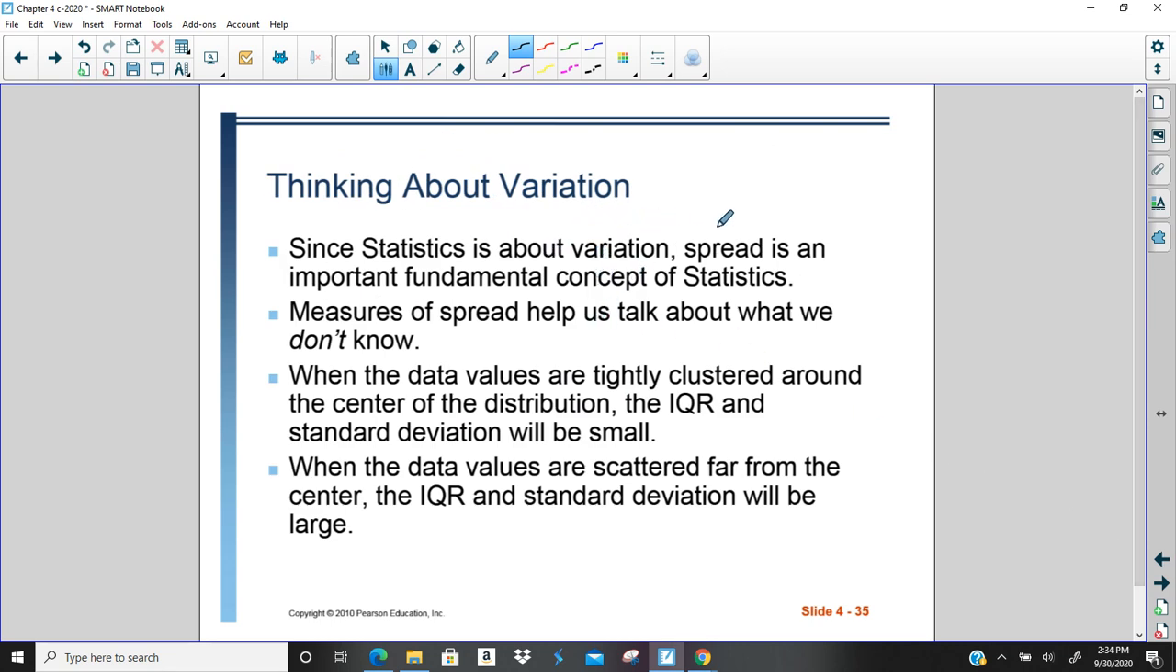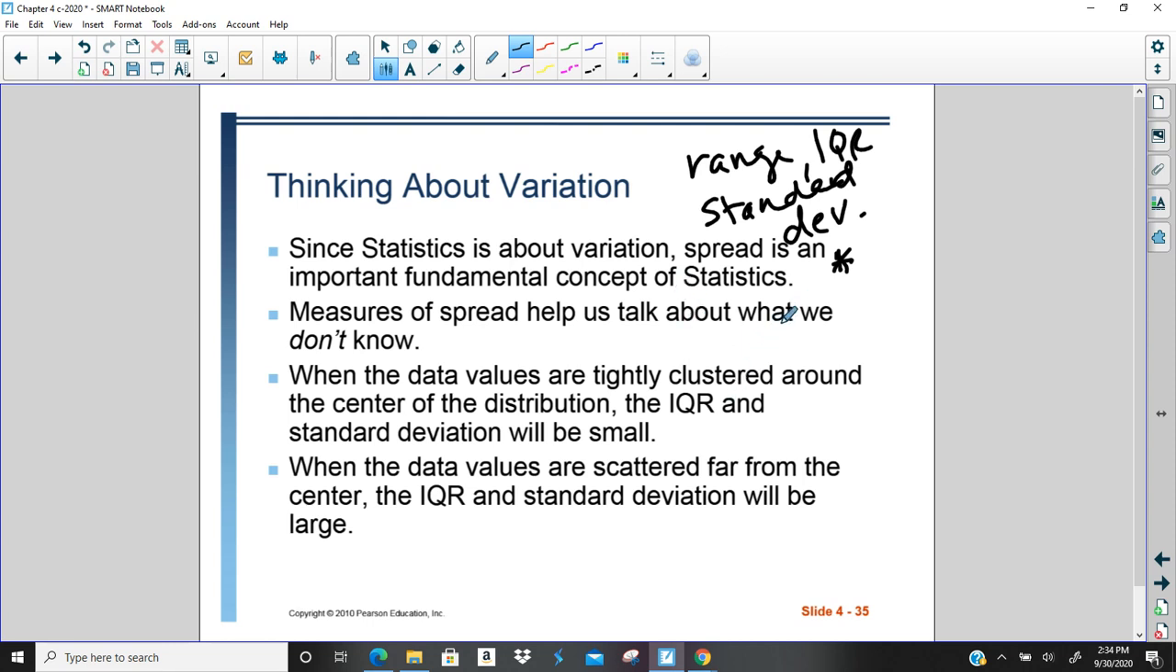Since statistics is about variation, spread is an important fundamental concept. It's very important. We're going to be talking about spread. So we have range, we have IQR, and now we have standard deviation. Okay. Measures of spread help us talk about what we don't know.